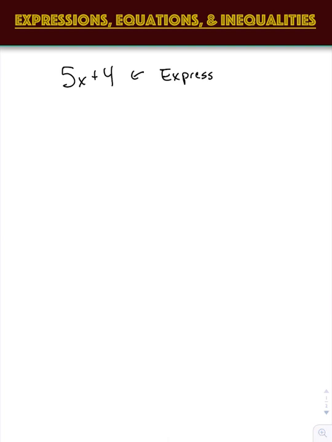An equation is when we have that same expression, but it's equal to a number. So 5x plus 4 might equal a number. And basically, you can solve for x with an equation. So we could solve for x. We could figure out what x is. With an expression, it's just a statement, 5x plus 4. But we can't solve for x.